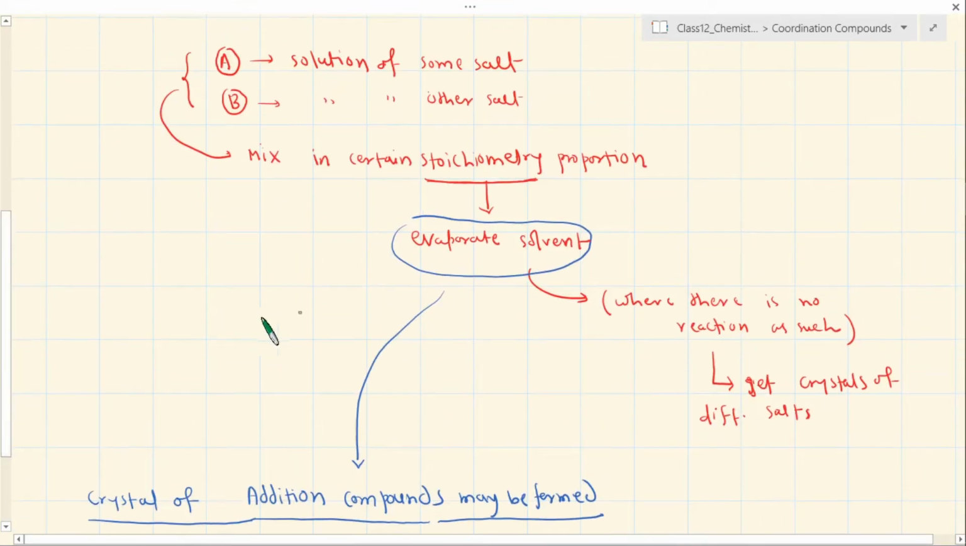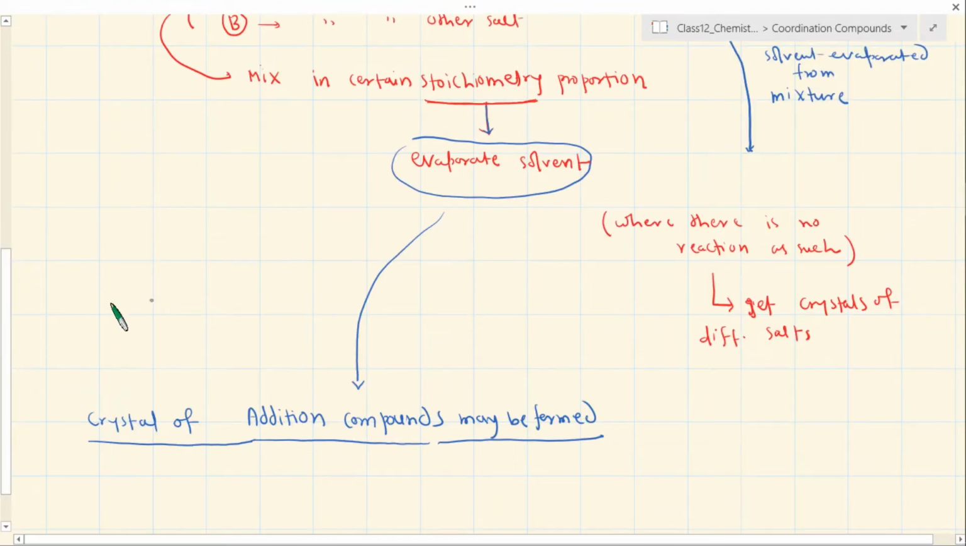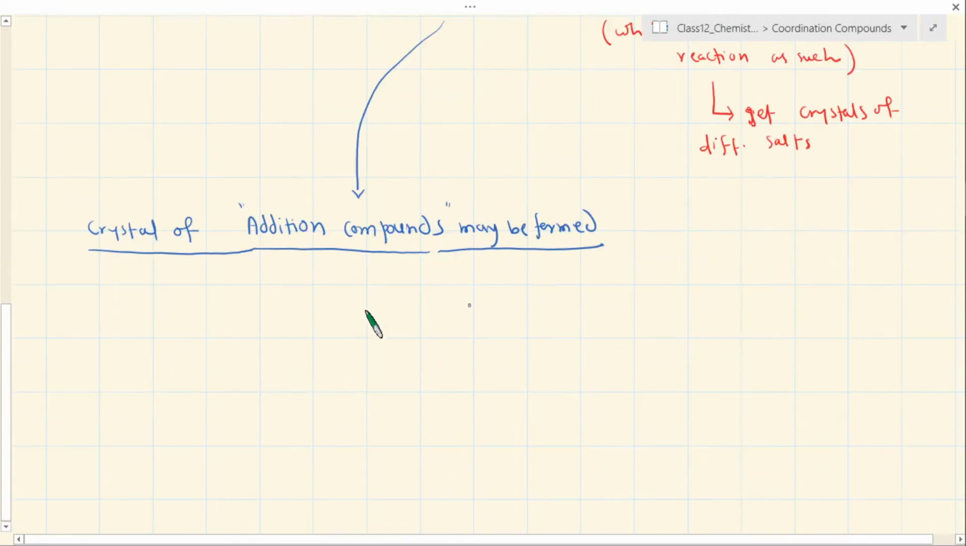That used to happen only in a certain combination. That's why I said here, very important thing, a certain stoichiometry. If you have a random stoichiometry, it may not work and you may have two separate crystals. But if you have taken a certain specific stoichiometric proportion for a certain specific compound, you may get only one type of crystal, and that compound may be referred to as an addition compound. Now I will tell you with an example.